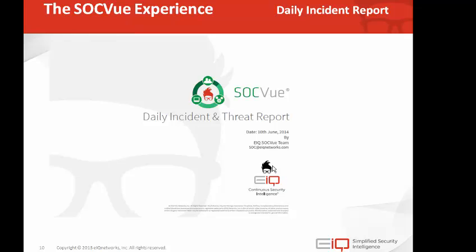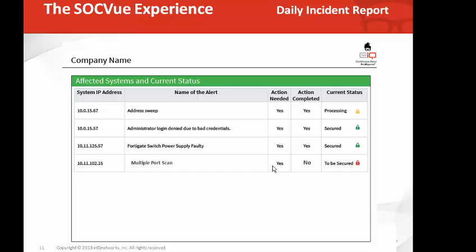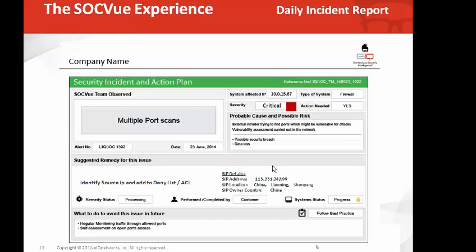We also have a daily incident report where we highlight and summarize outstanding incidents, whether they're incidents found by the SOC team or alerts. Very quickly, you can look at the overview here from the summary, look at the address sweep, the multiple port scan at the bottom, and quickly identify if action is needed and if action is still yet to be completed. And clearly we have one outstanding issue with the multiple port scan that is to be taken care of. Now, what action needs to be completed? We'll find that data in the specific details behind the summary report.